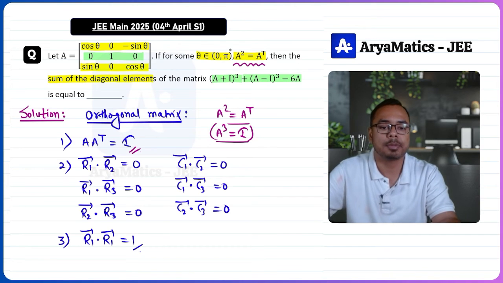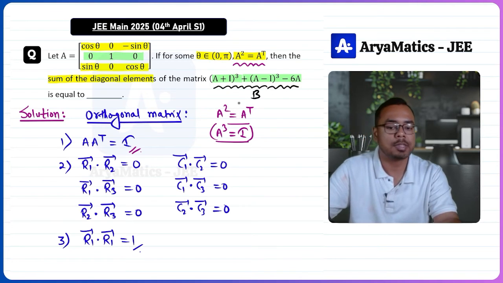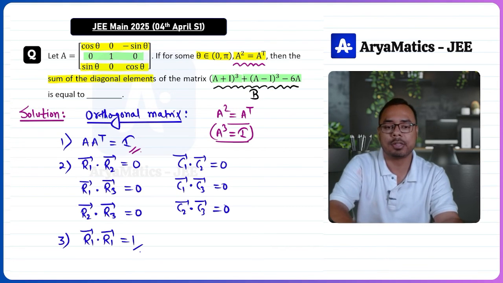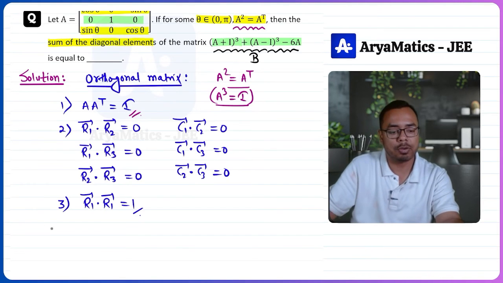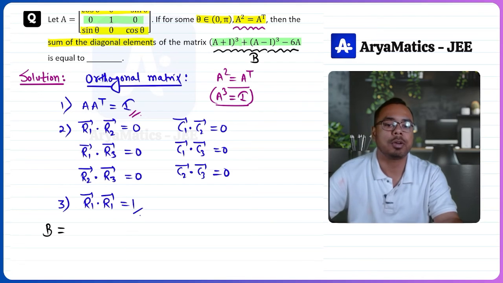And now the problem becomes much easier. We need the sum of diagonal elements, or the trace, of this matrix. Let us say this matrix is B. First we are going to simplify this matrix B, and then we'll calculate the trace of matrix B. For simplifying, we can use the A plus B whole cube formula. Because these are commutative matrices, we can use the binomial expansion of A plus I raised to 3.